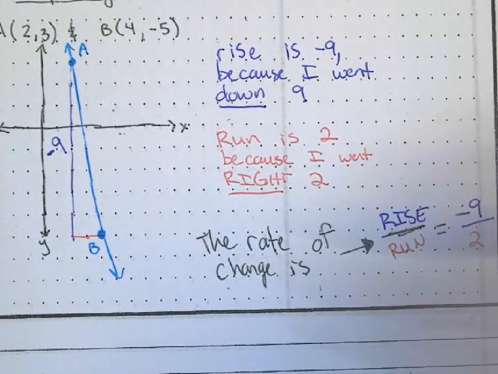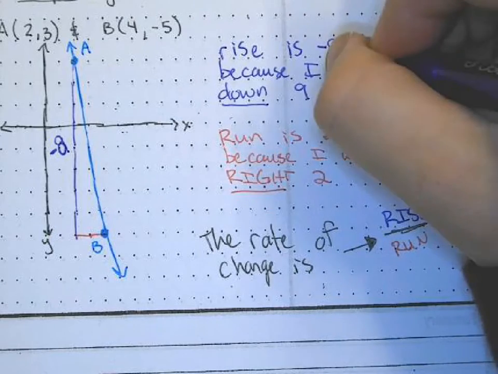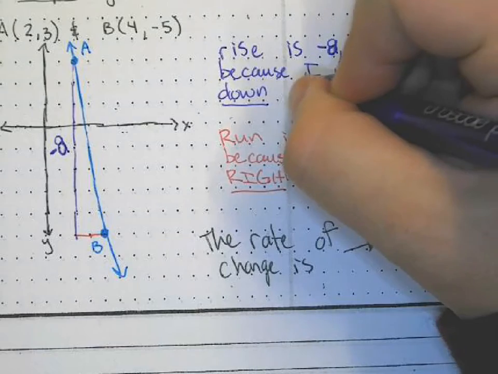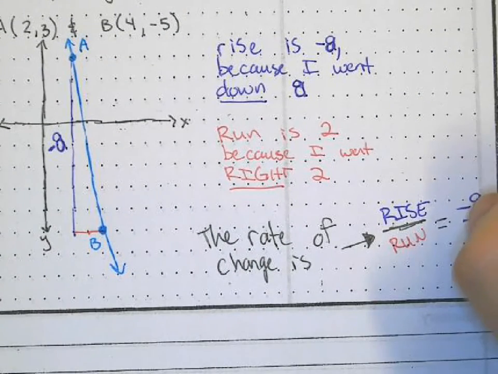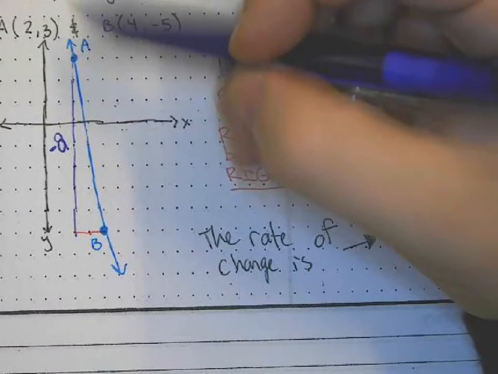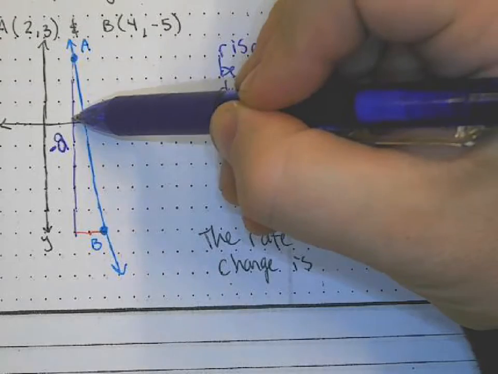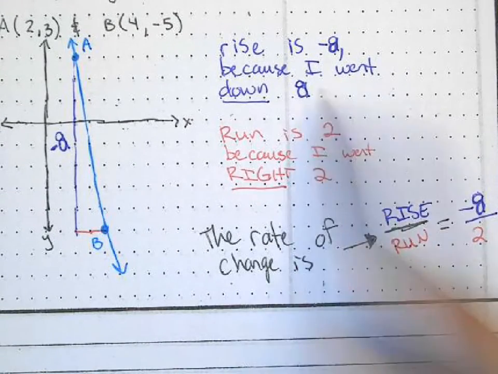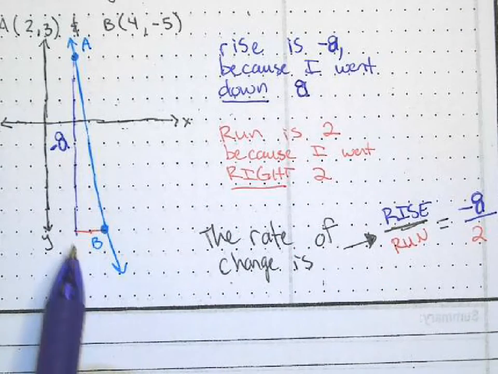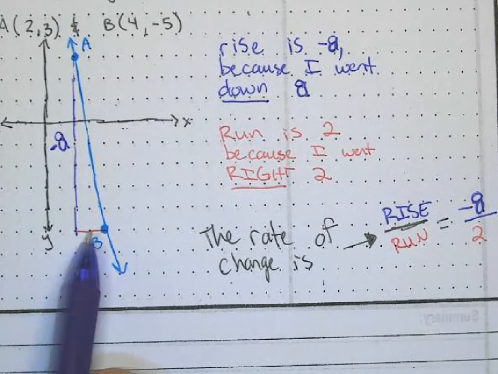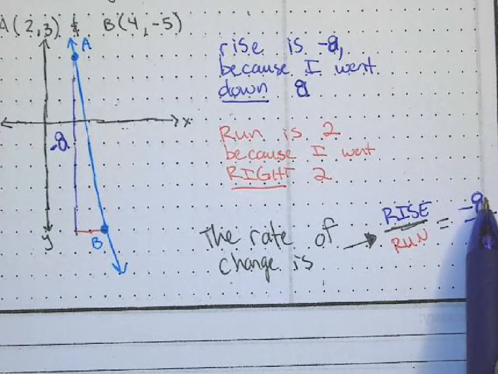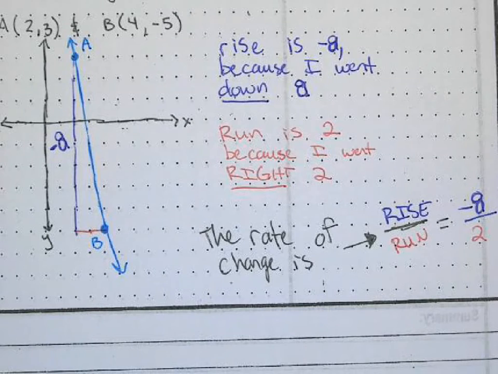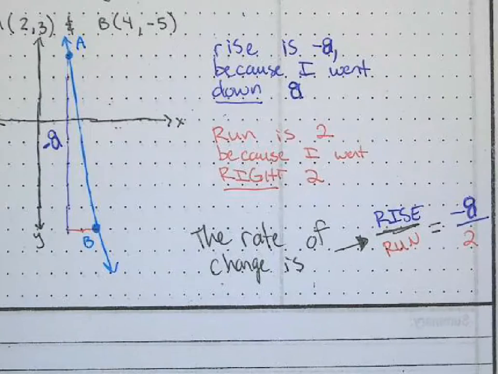My bad. Let's change all these to 8. Couldn't count. So we went down 8. 1, 2, 3, 4, 5, 6, 7, 8. So I went down 8. There's my negative 8. And then we went over 2. We went right 2. 1, 2. So it's rise over run. Negative 8 over 2. So that's how we can find it if we have a graph.